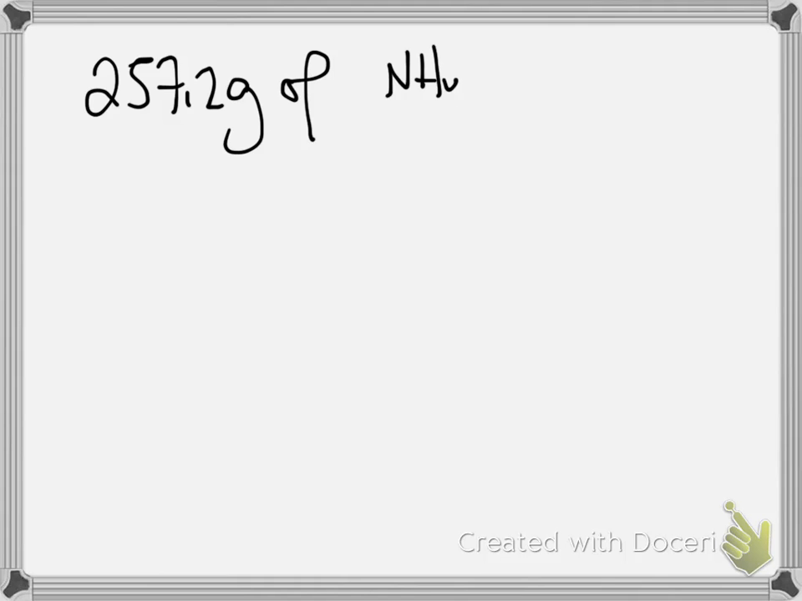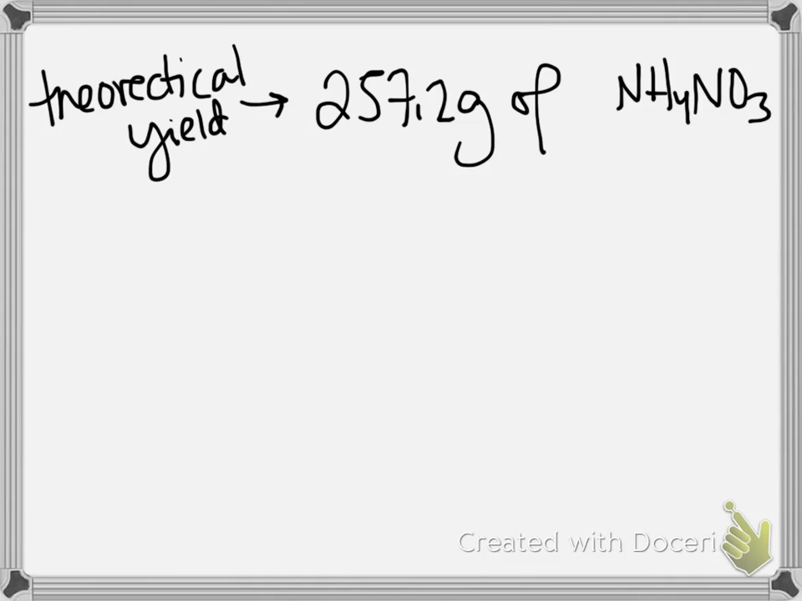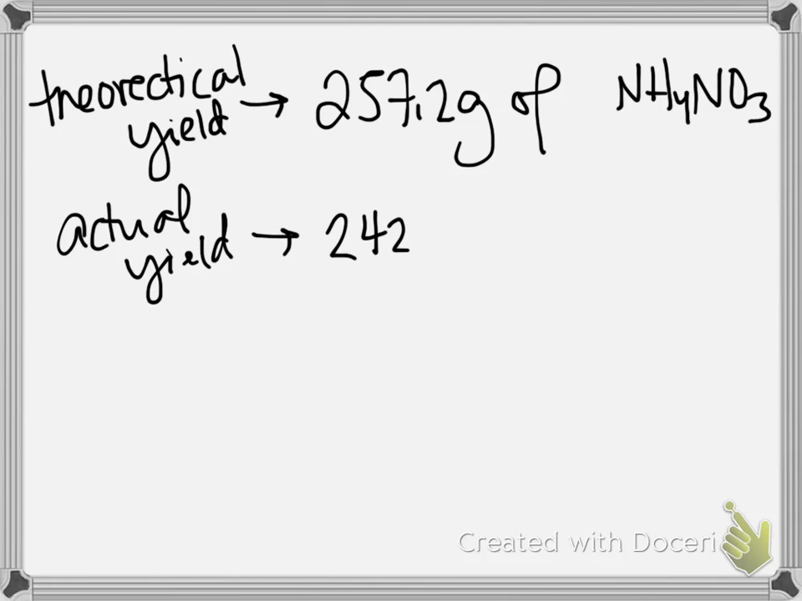So let's do the simplest possible example that we can. I give you a reaction where you should be able to produce 257.2 grams of ammonium nitrate. You have all the reagents to produce that much ammonium nitrate, but when you're all done, what you have, in fact, is only 242.3 grams of ammonium nitrate. What's your percent yield?